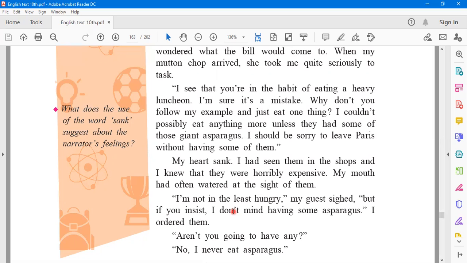Because the writer knew that most of the food items mentioned in the menu card were very, very expensive, and he would not be able to afford any of these.